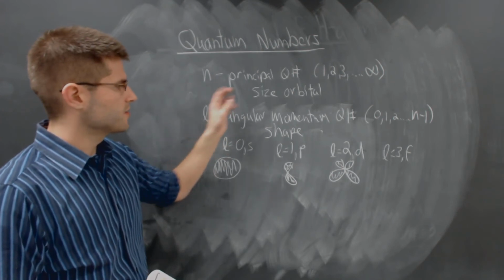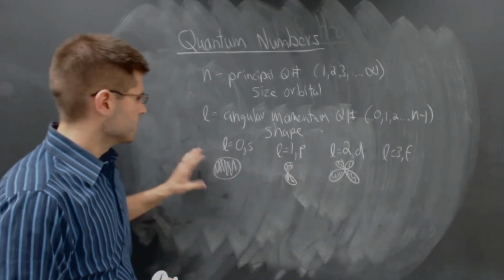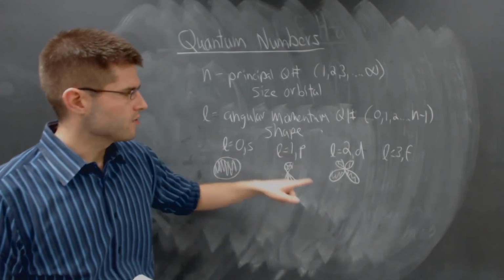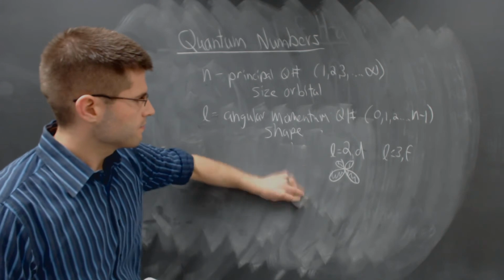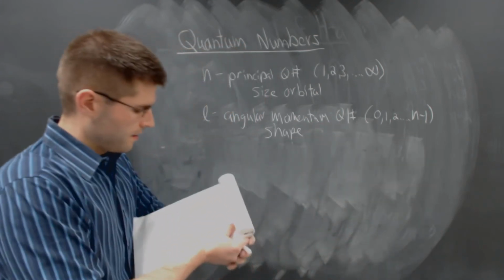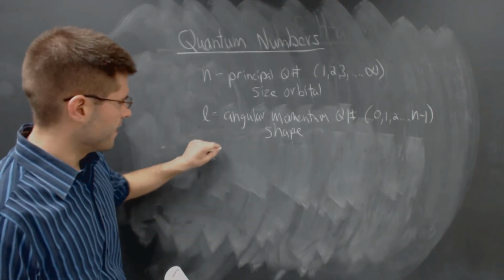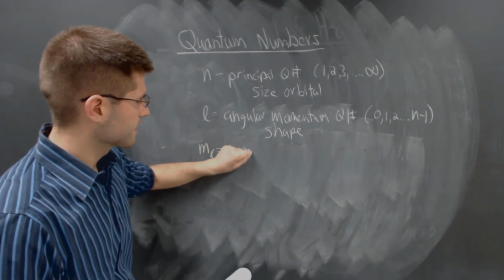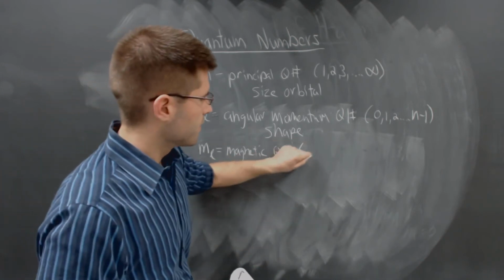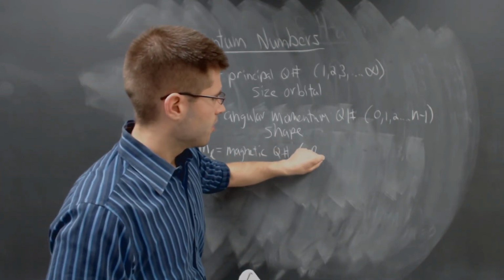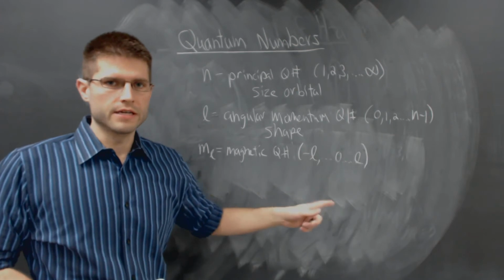So the principal quantum number tells you the size, the angular momentum quantum number tells you the shape of the orbital. Great, so L equals 0 is the s orbital, L equals 1 is the p orbital, L equals 2 is the d orbital, and so on. Okay, so now we're going to get to our last quantum number. This is going to be called our magnetic quantum number. It's denoted as m sub L. It takes values from minus L all the way up through 0, all the way up through positive L, in whole number increments.